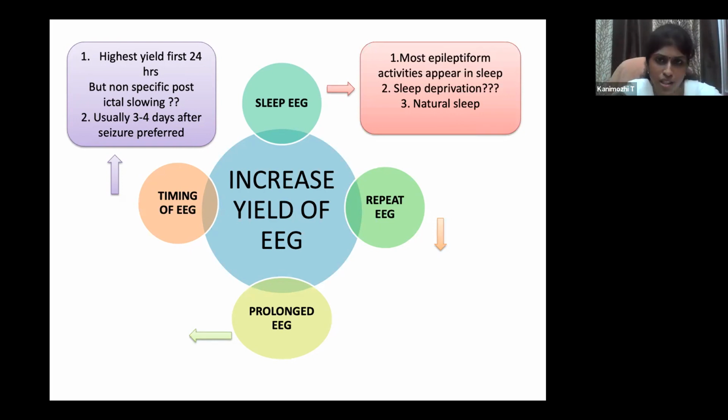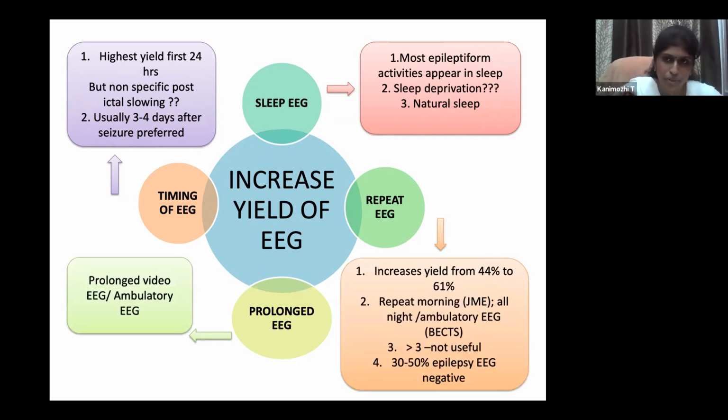And how to do this EEG? See, awake and sleep is ideal, at least for 30 minutes. But in smaller children, doing an awake EEG is not possible. It leads to a lot of motion artifacts. They may not cooperate for the investigation at all. And most epileptiform abnormalities appear in sleep only.